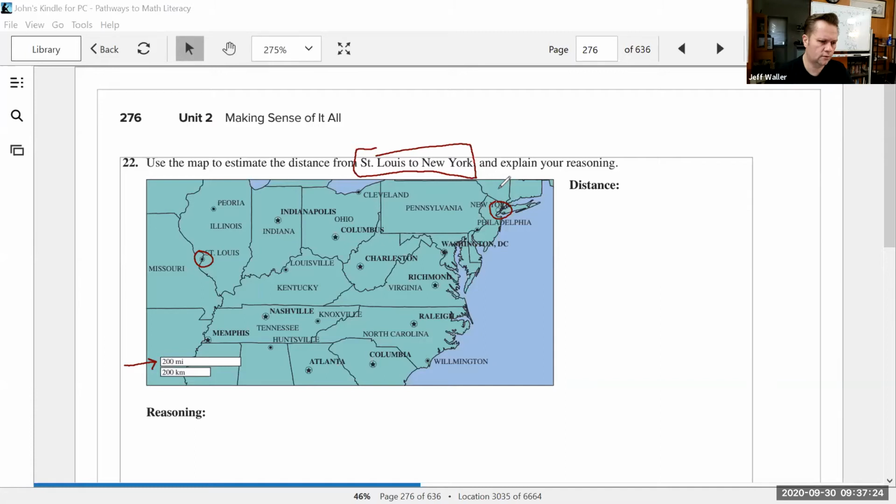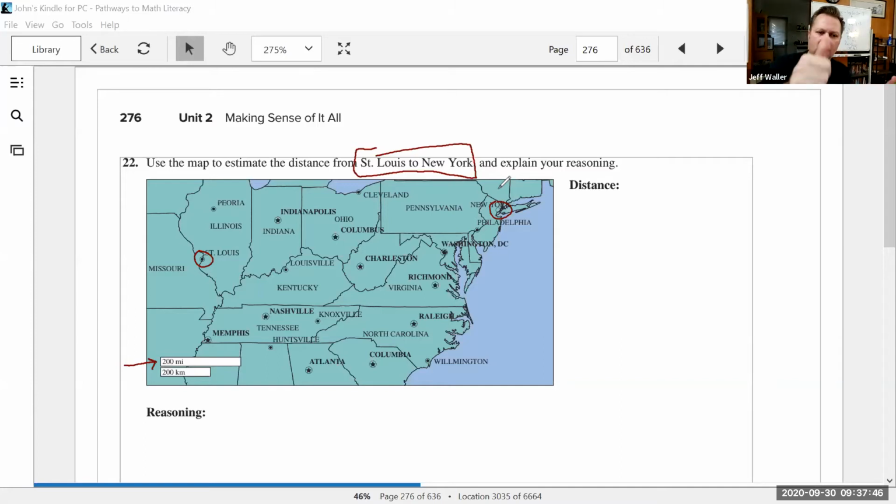Now, what methods could you use to estimate how far those are apart? Can you use a ruler? Yeah, you could use a ruler, or you could even just use a pen cap. My pen cap is actually just a little bit over the 200 miles. Then I can lay the pen cap and count how many pen caps it takes to get to New York.